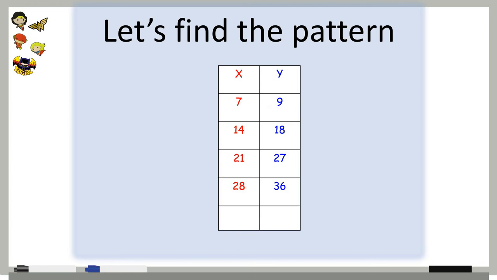But if I take a look here, I see that it's consistent. I see that if I do plus 7, I get to 14. Plus 7, I get to 21. Plus 7, I get to 28. And every time I add 7, I add 9 to my output.